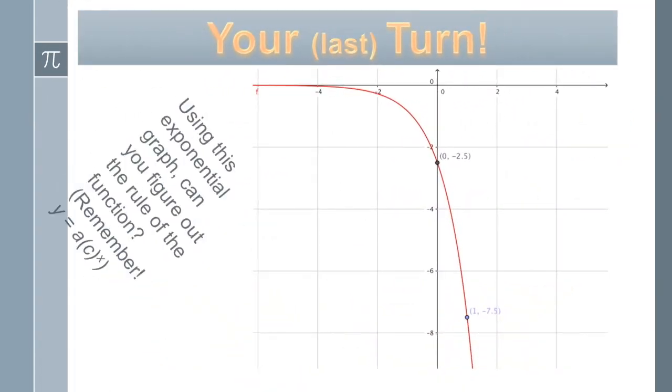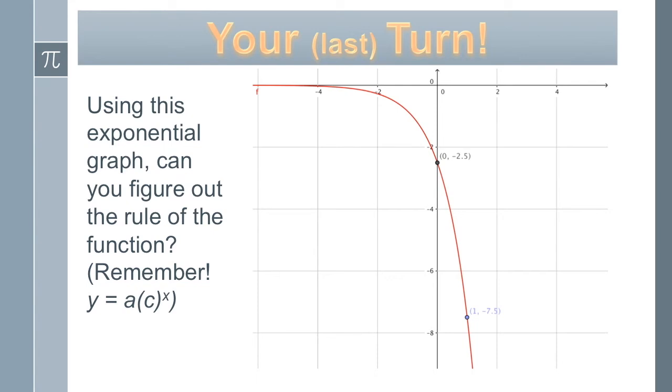Your last turn, using this exponential graph on the right, can you figure out the rule of the function? Remember that the general rule is y is equal to a c to the x, so it is your job right now to find what a and what c is using these 2 points. Pause this video and try it yourself before moving on to the next slide.